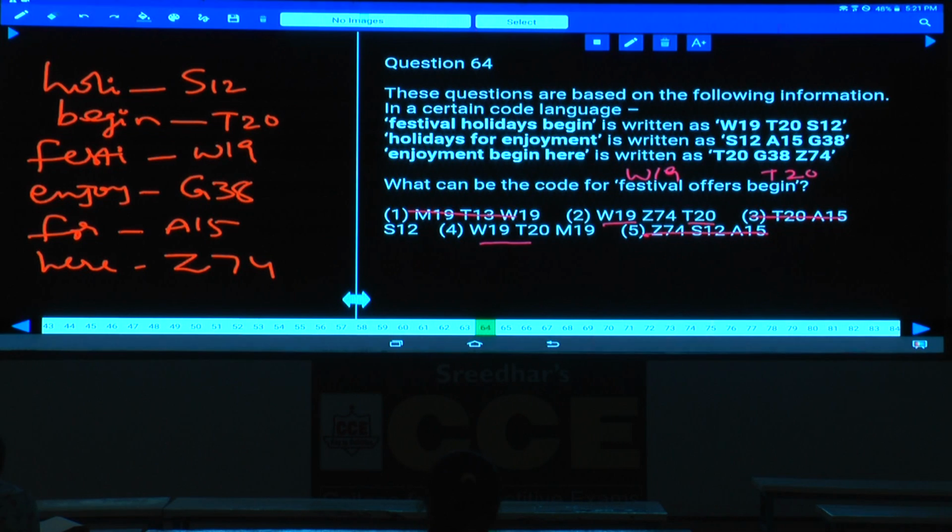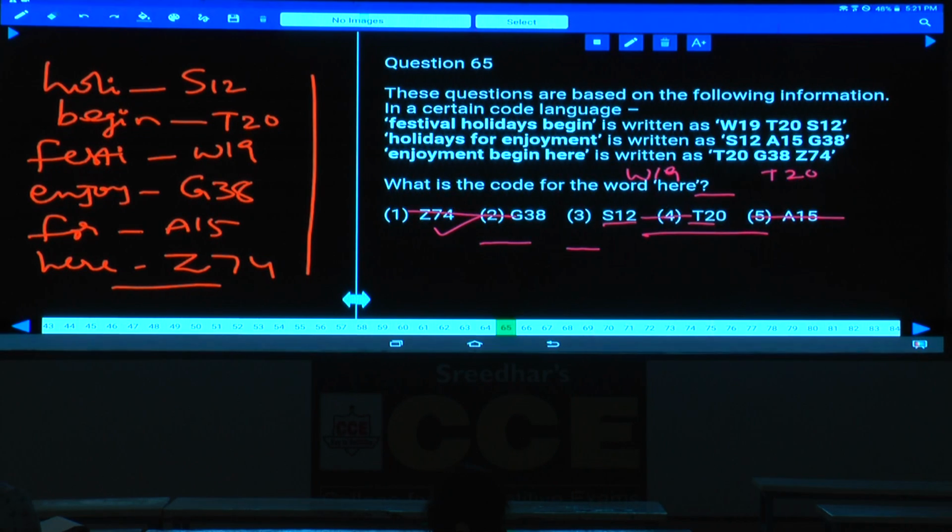Then between these two, W19, T20, Z74, offers. Tell me what is the code to this word offer? Offer can be Z74? No, it cannot be, because Z74 is the code to the word here, but M19 is nowhere given in this one. Hence M19 could be the code for this, 64. Then question number 65, what is the code for the word here? Z74, that is choice 1.